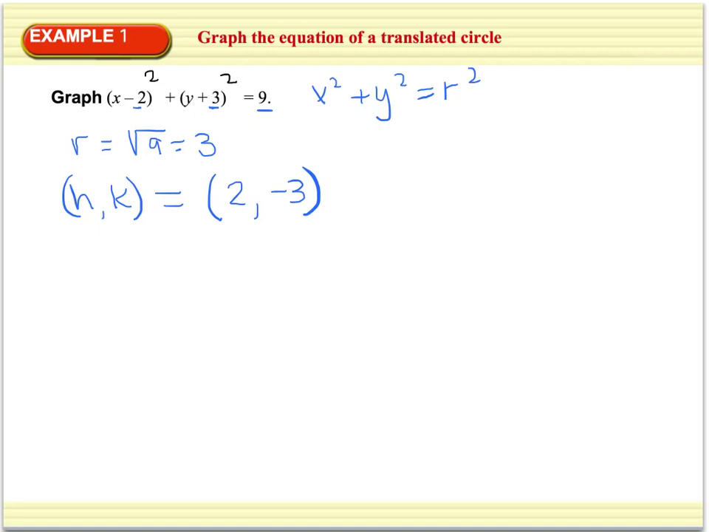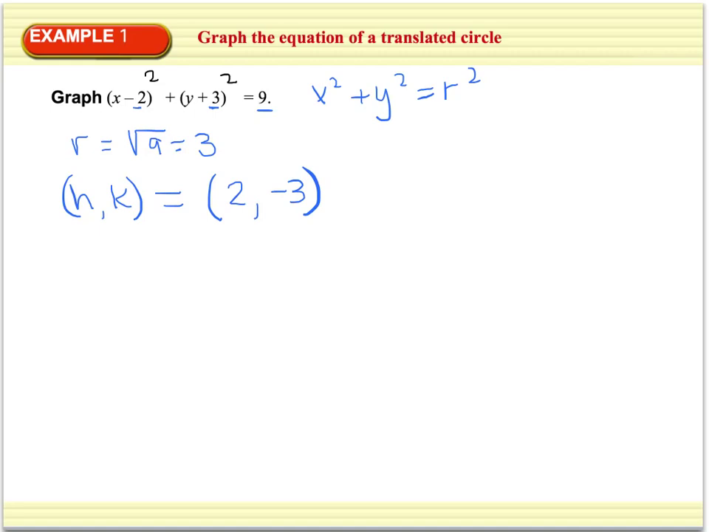Now in order to graph this, because we have our center and we know our radius, I'm just going to pick a couple points so I have something to plot off from. So what I'm going to do is take my radius and add it to my x-coordinate and my y-coordinate, and then subtract it from both, and that will give me a few different points to plot. So let's go ahead and do that.